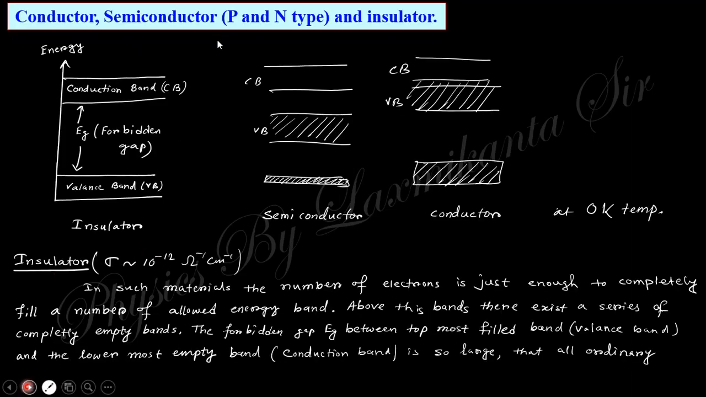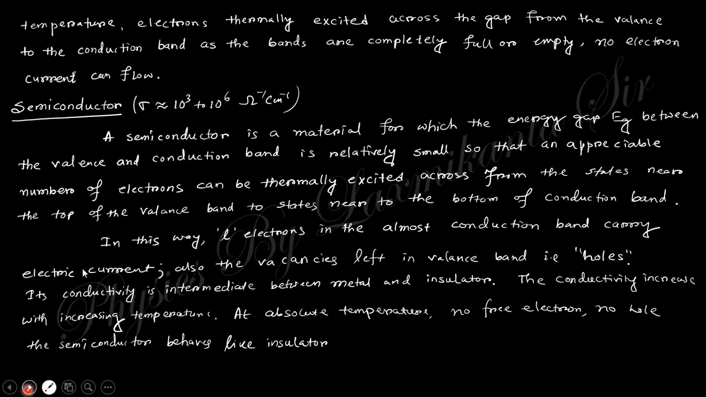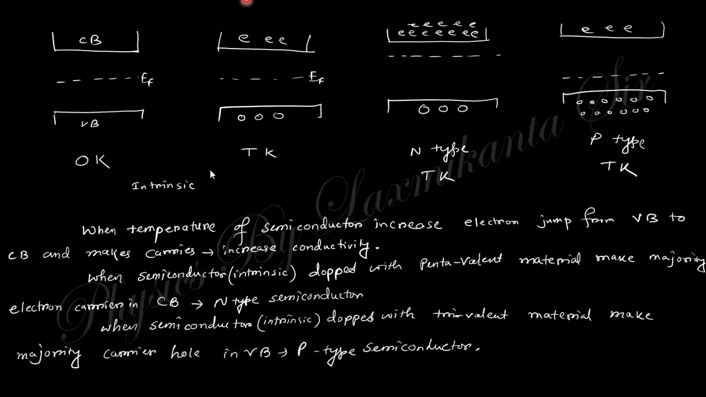Next thing is conductor, semiconductor and insulator. According to conductivity, the conductor has much more conductivity than the semiconductor, and the insulator has no conductivity. According to the band structure, the band gap between the valence band and conduction band in an insulator is very high. In a semiconductor, this is low, and in a conductor, the bands are superimposed or overlapped. Okay. In semiconductors, there are two types: intrinsic and extrinsic.